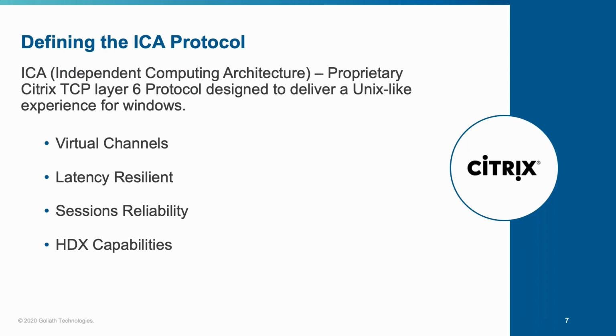As we all know, it started off as a TCP layer 6 protocol designed by Citrix to be able to deliver a Unix-like experience for Windows, even on latent networks and things like that. So it's really designed for the purpose of virtualization and giving you the ability to access these resources remotely. And because it's built for that, it has some features, some of them that I have listed here, that really allow it to do so in a very good way. That's why Citrix has been very successful over the years.